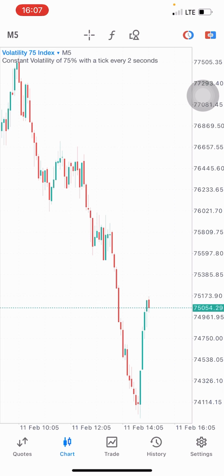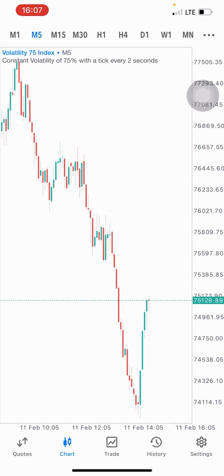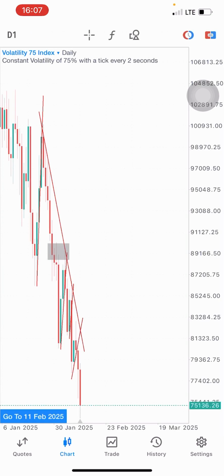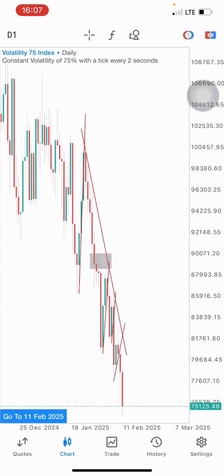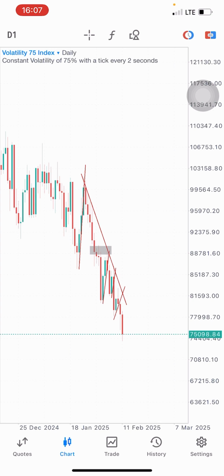So what I do is I go to the higher time frame, which is the daily, because I like to see the direction of the market from the higher time frame. As you can see, this is what's happening here on the daily.